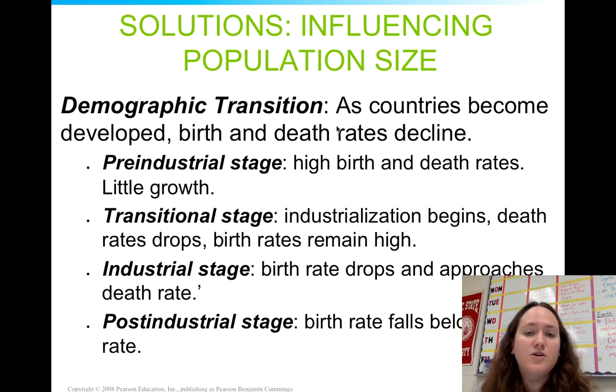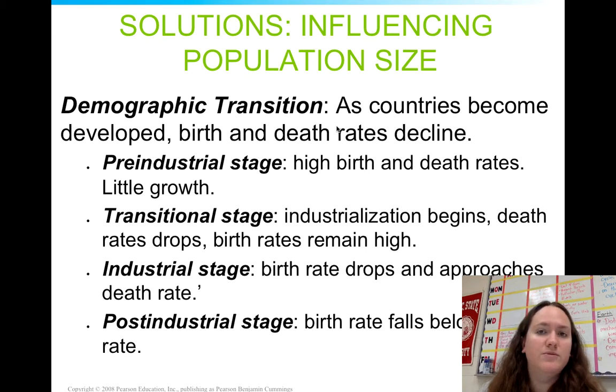Transitional stage, you start to go through industrialization. Your death rate starts to drop, but your birth rate still remains high because people are still expecting that their babies are going to die. So that's why they're still having more. Industrial stage, your birth rate starts to drop as well because the death rate has dropped so dramatically. And people know now that they can only have 2 or 3 children, and those children will survive and won't die. And then finally, you hit the post-industrial stage where your birth rate falls below the death rate and you actually could get population to decline.